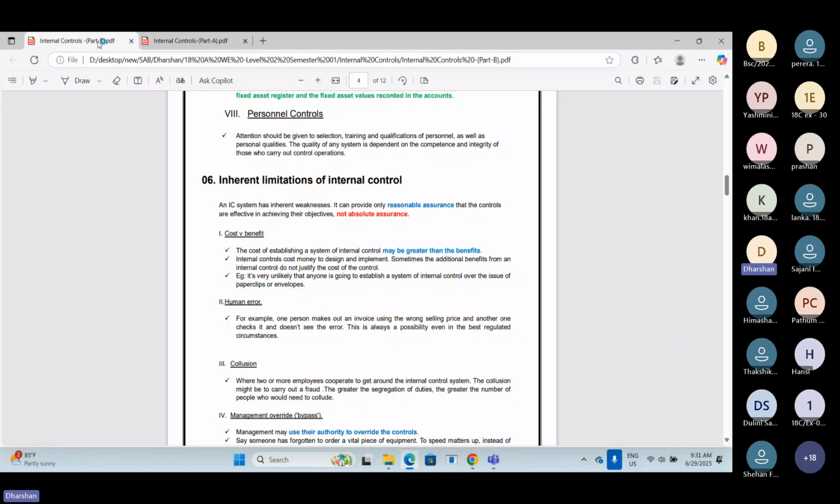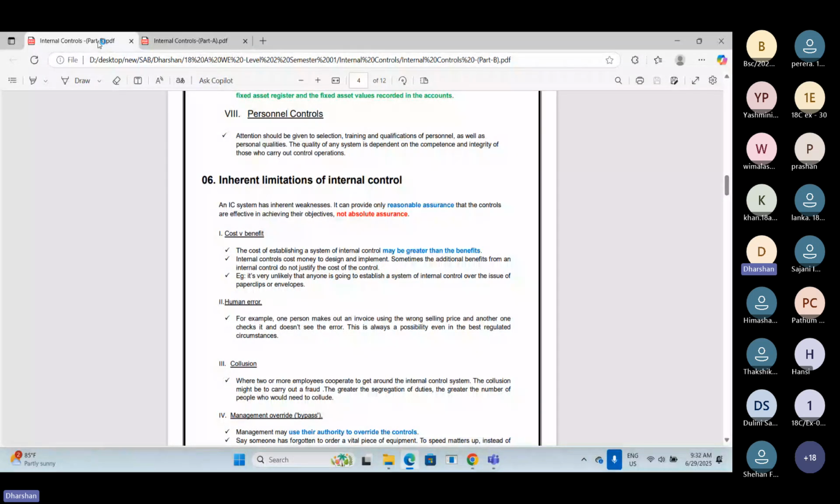What is meant by absolute assurance and reasonable assurance? I have just a short while ago given an example. Normally companies do not implement internal controls for small processes. Why? They should incur cost. If they incur cost and implement the internal controls, those internal controls' benefits will not exceed the cost.